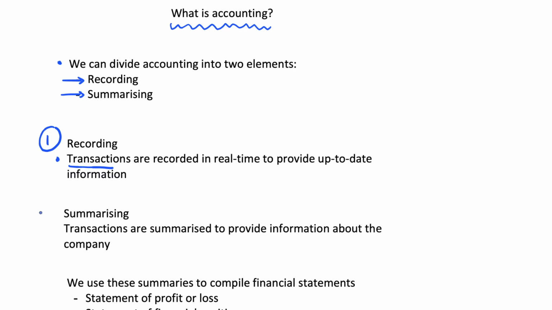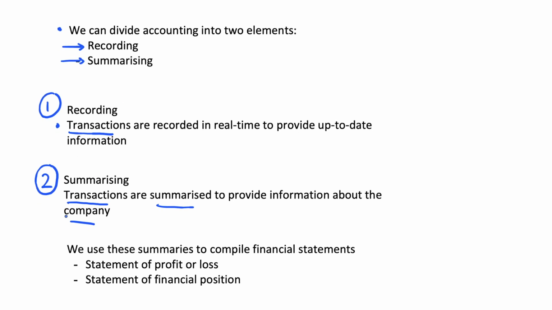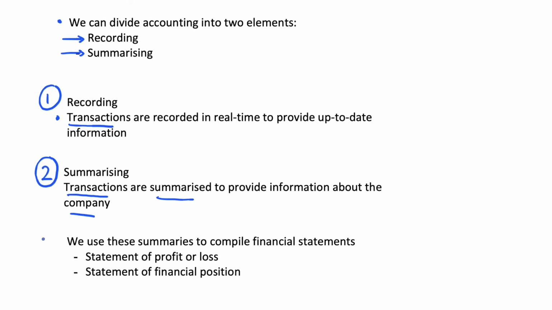And once we have a record of this, we can move on to step 2, which is summarising. So we take all of our transactions which we recorded and we summarise them to provide information about the company as a whole. So we obviously need a record of our transactions before we can summarise them. And in those summaries, we can then compile financial statements, which is the final point that I've got down here: we use these summaries to compile a number of financial statements.